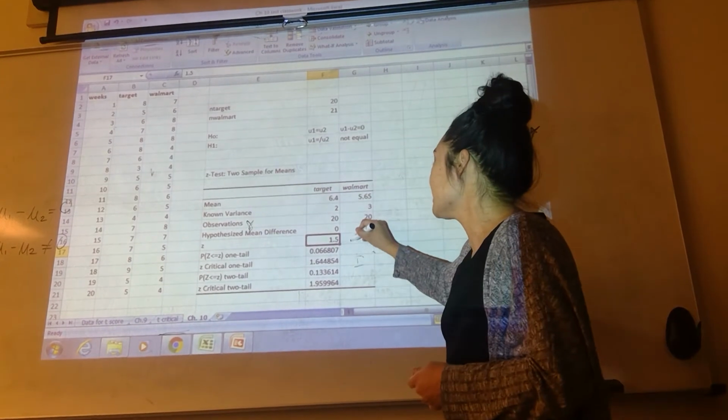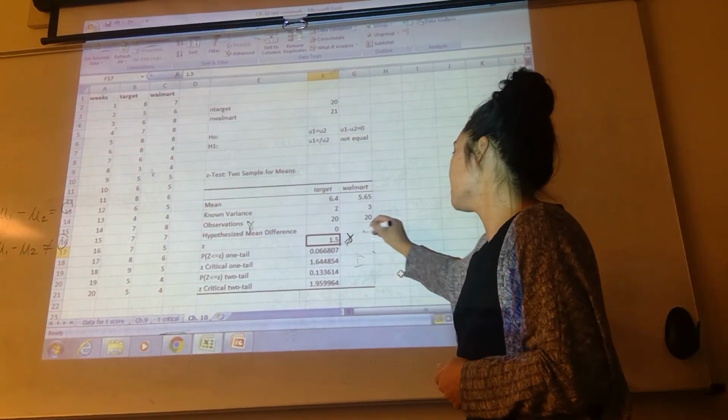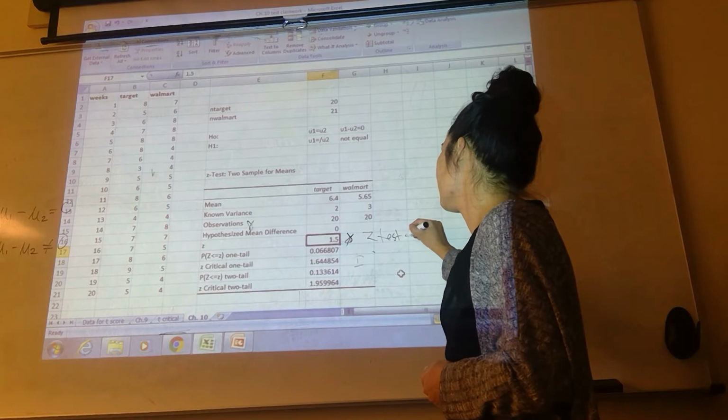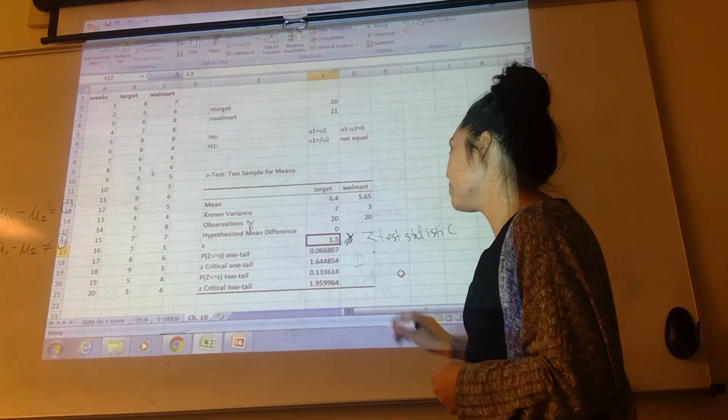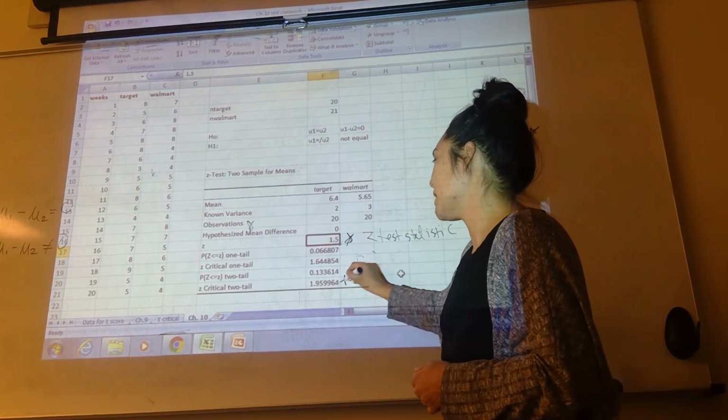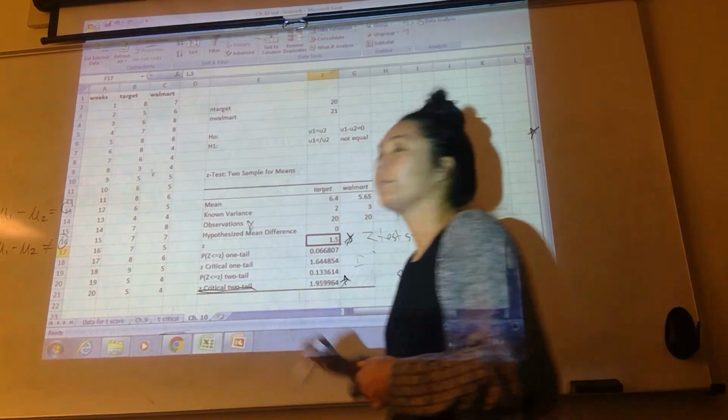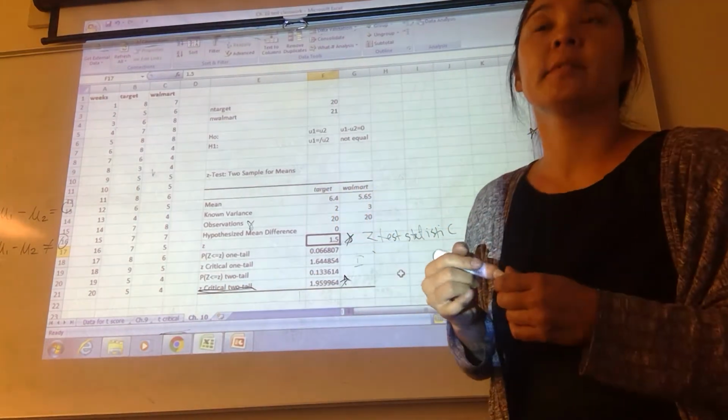The key bits of information are this: this is your z-test statistic, and then you need to know that you're doing z critical two-tail. That's what we're going to be focusing on.